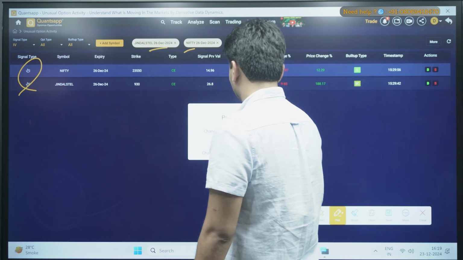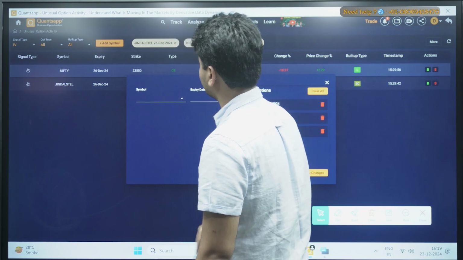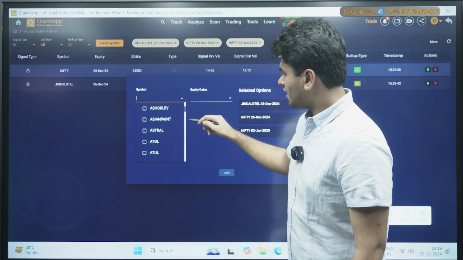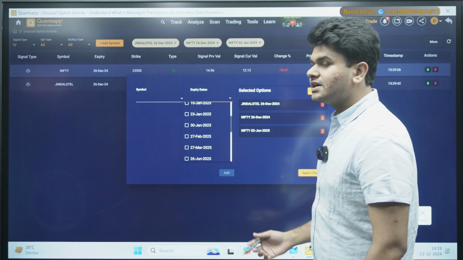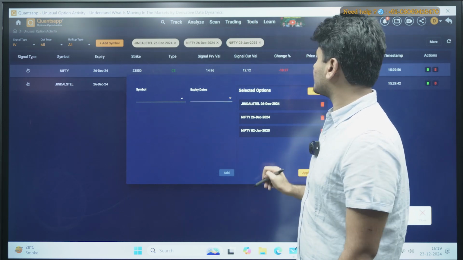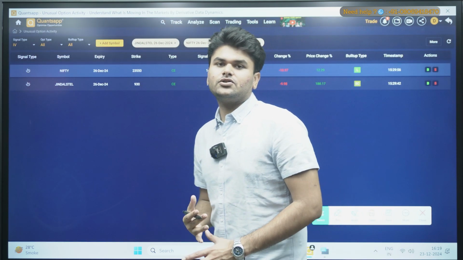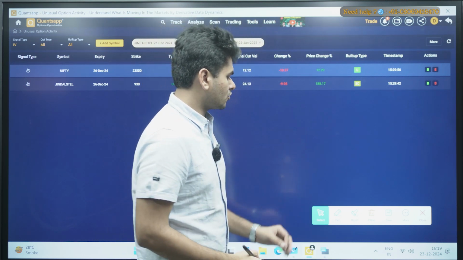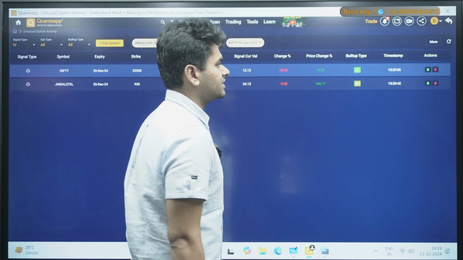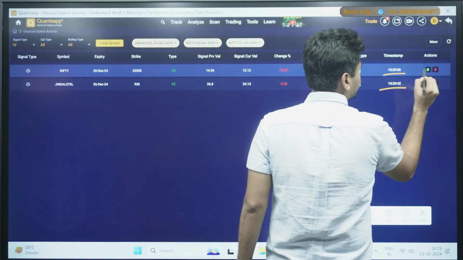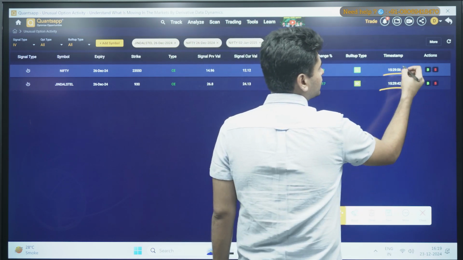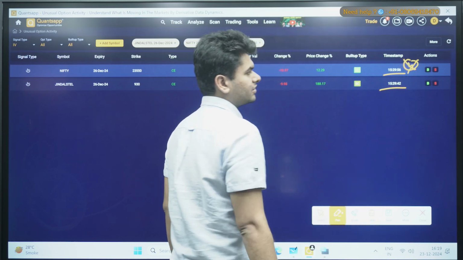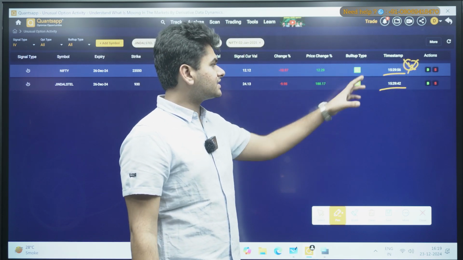If you want to change the symbols, you can go here and add multiple symbols here. You can select all the stock options and the index, and you can select multiple expiries, and you can set it up here. So whenever you set it up during the live market, you will see signals popping up. As soon as the signal is generated, it is being shown to you. That is also second sensitive. If you can see the timestamp, it is very second sensitive. Just 4 seconds before the market closing, the signal was generated. So as you can see, it is very second sensitive.